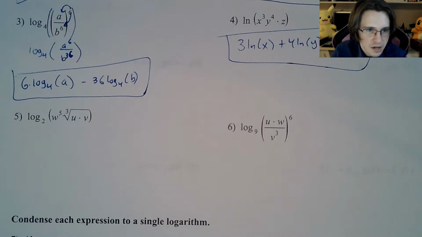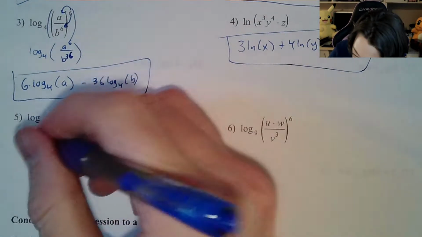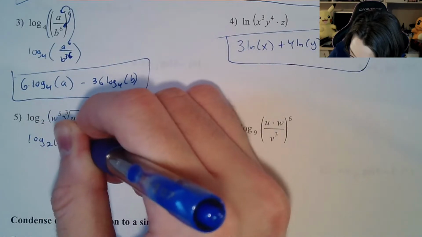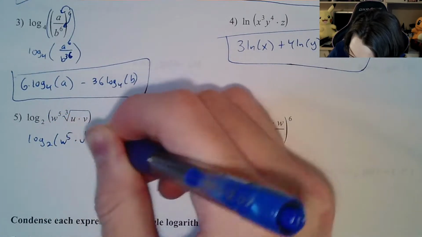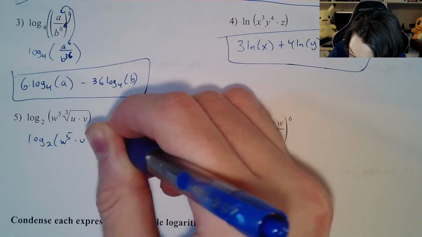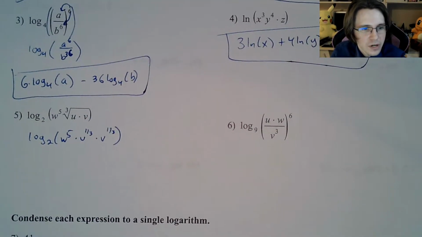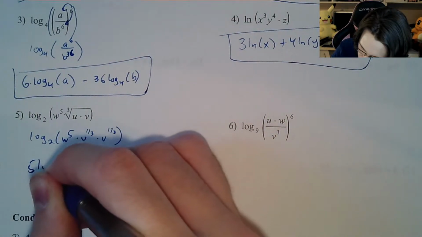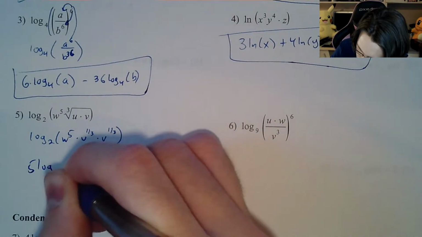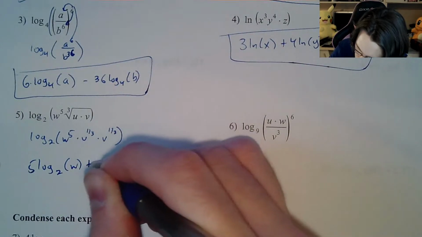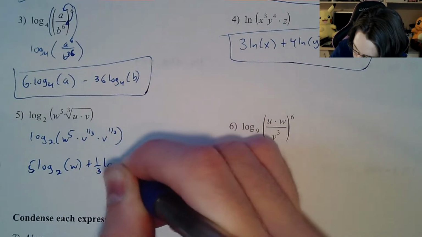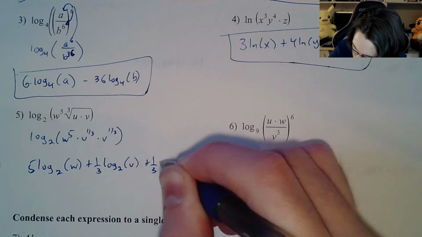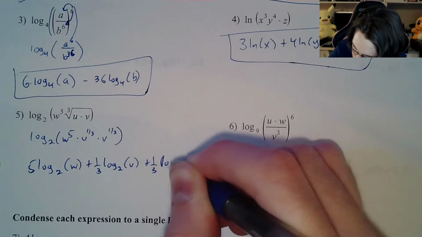Log base 2 of this guy here. This guy is a cube root, so we have to rewrite this first, making sure that we know that it is w to the 5th. The cube root of u is a 1/3 power. The v, again, a 1/3 power. And now we can rewrite it as 3 separate logarithms. 5 in front of the first guy, 1/3 in front of this one, and a 1/3 in front of this one.